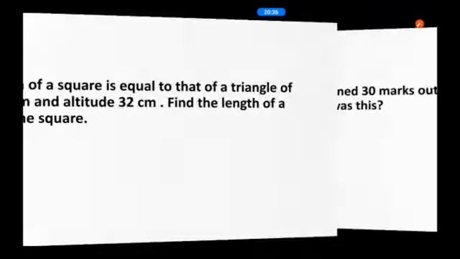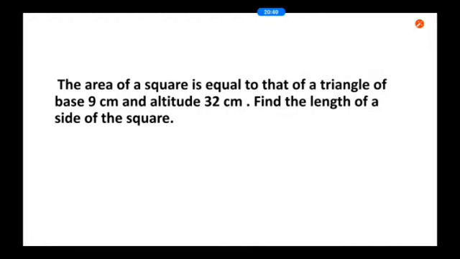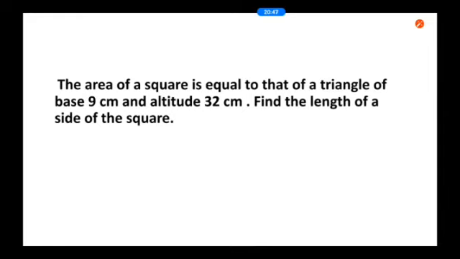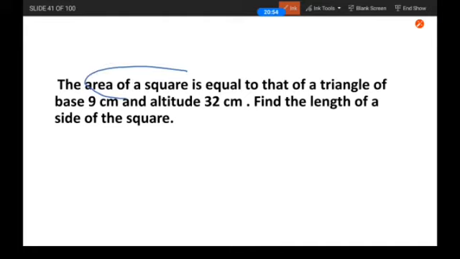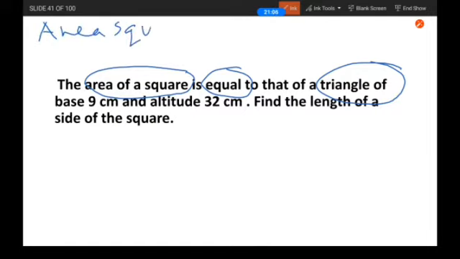So let's look at the next question. The area of a square, note that. The area of a square is equal to the area of a triangle. That means we have area of a square equals what? Area of a triangle, right?